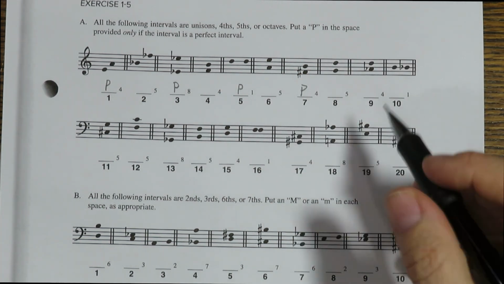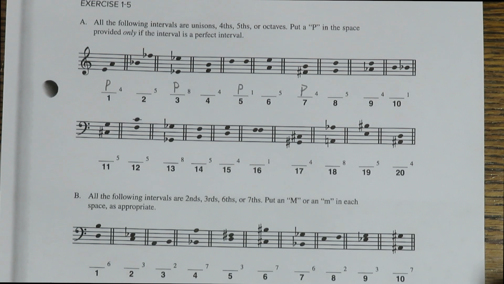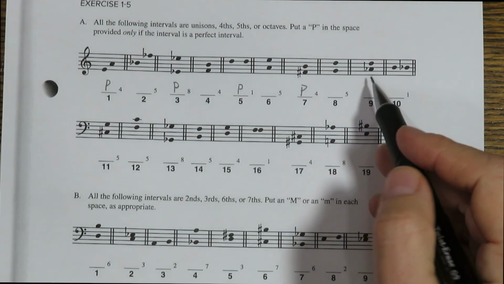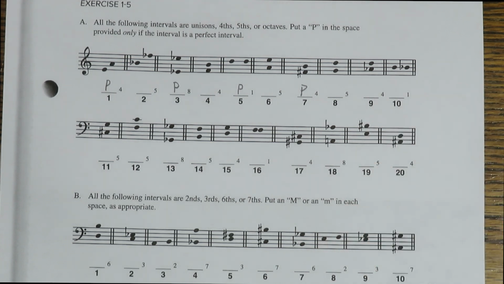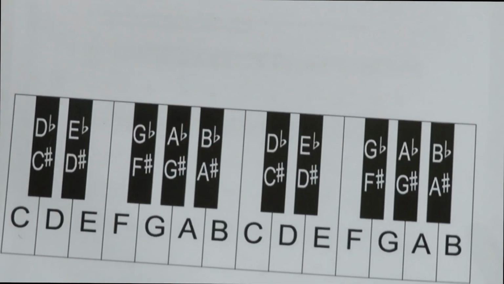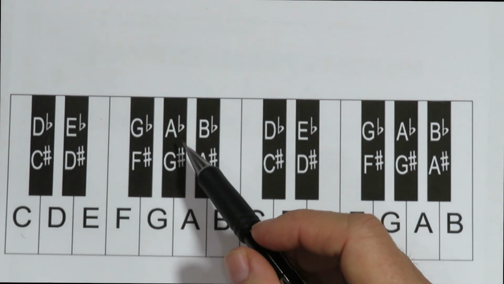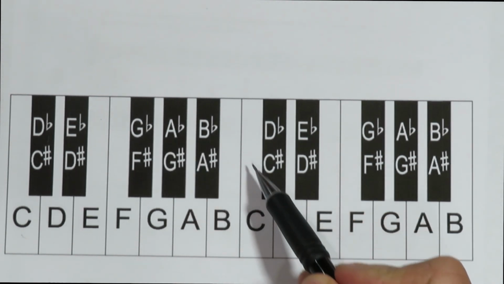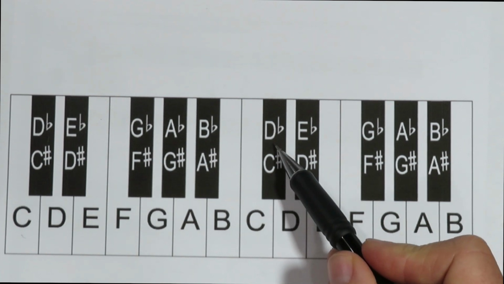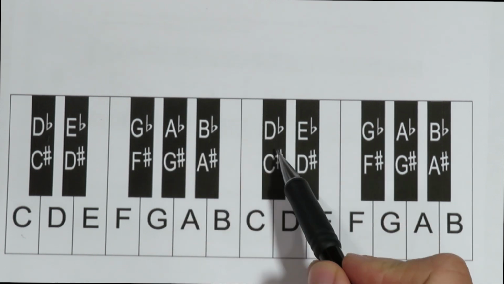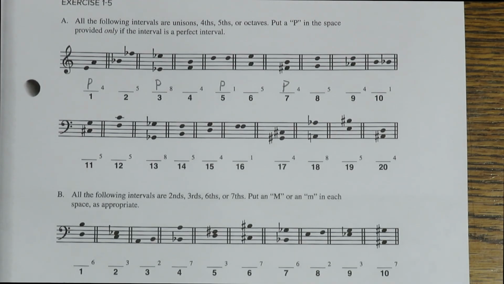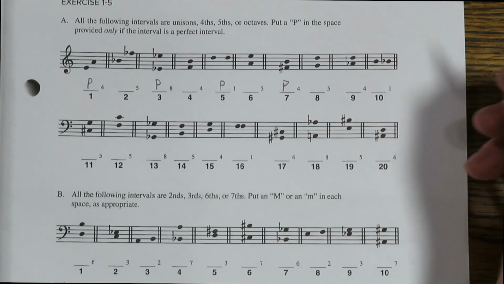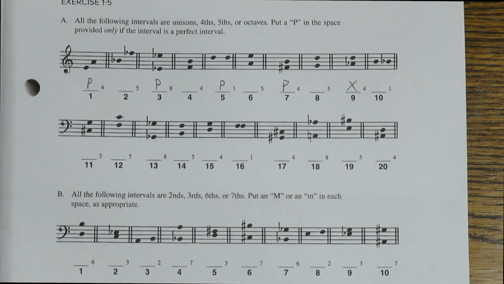Okay. Now, A flat to D. All right, that's a fourth. We need to find out if it's perfect. Okay, here we go. Whole, half. So we go to a D flat. That would be a perfect fourth, A flat to D flat. So A flat to D is not. So we're not going to put a P in that space. We'll put an X there.